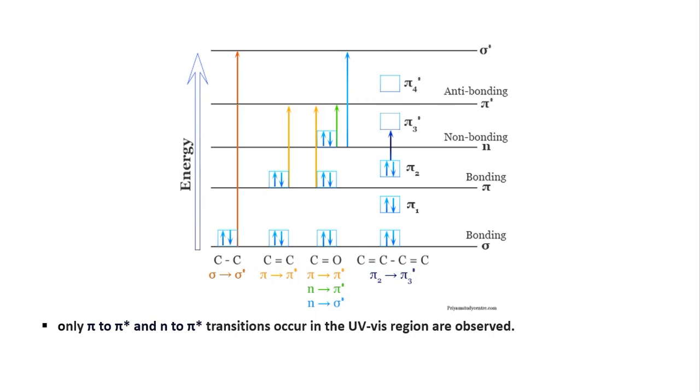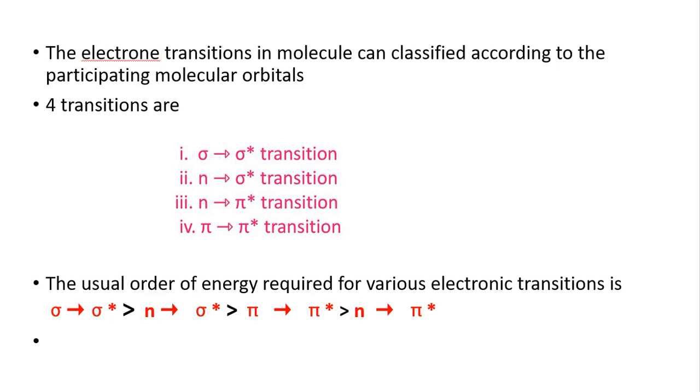So these are four kinds of transition. In increasing order of the energy required, that is nothing but sigma to sigma star. Then we get n to sigma star, followed by pi to pi star and n to pi star. So this is the energy required.